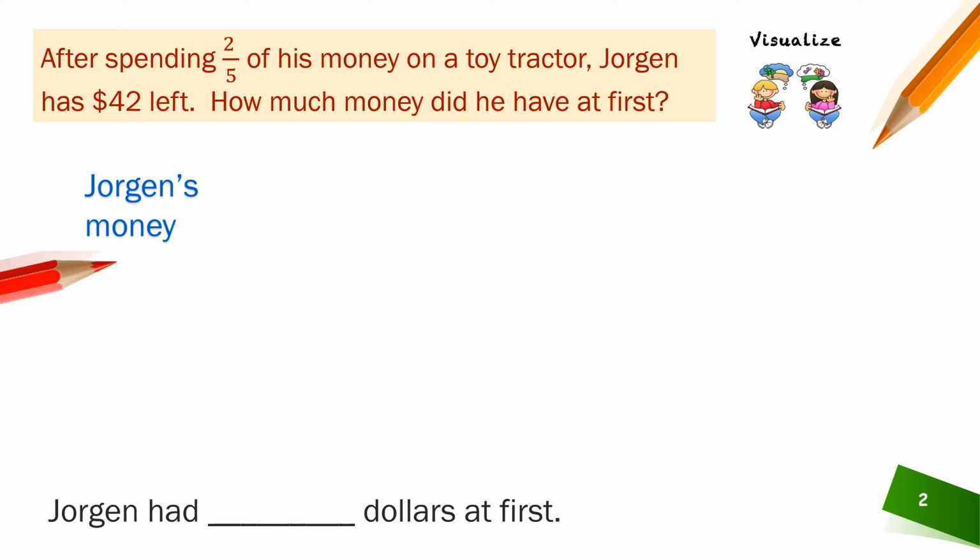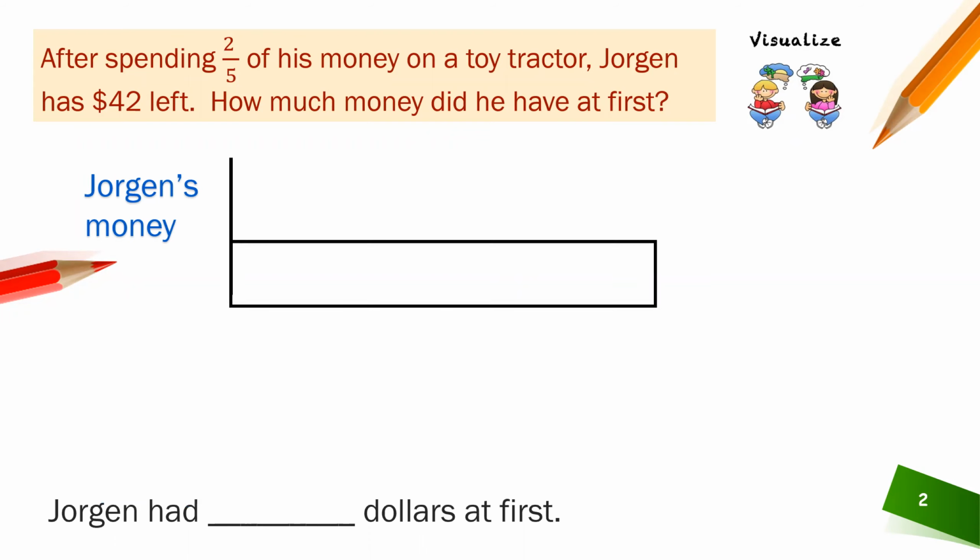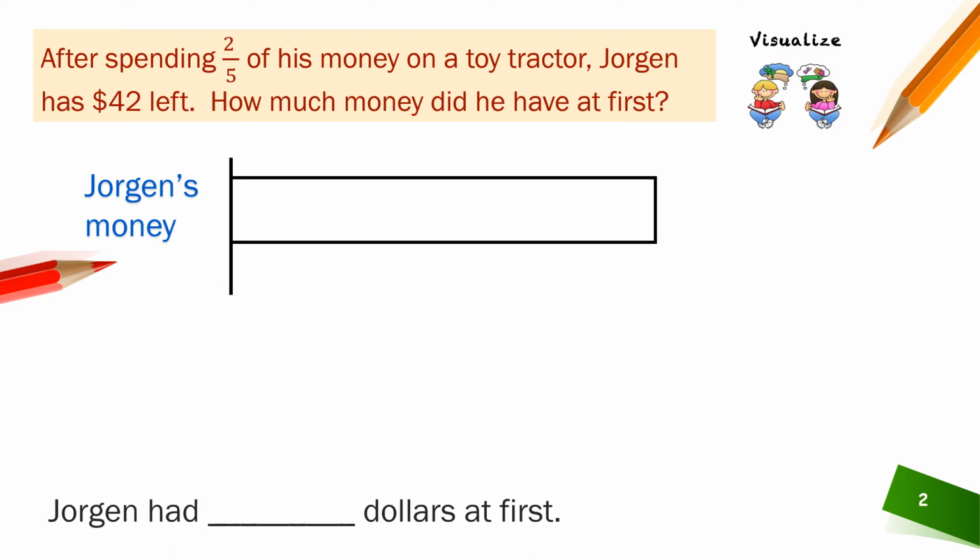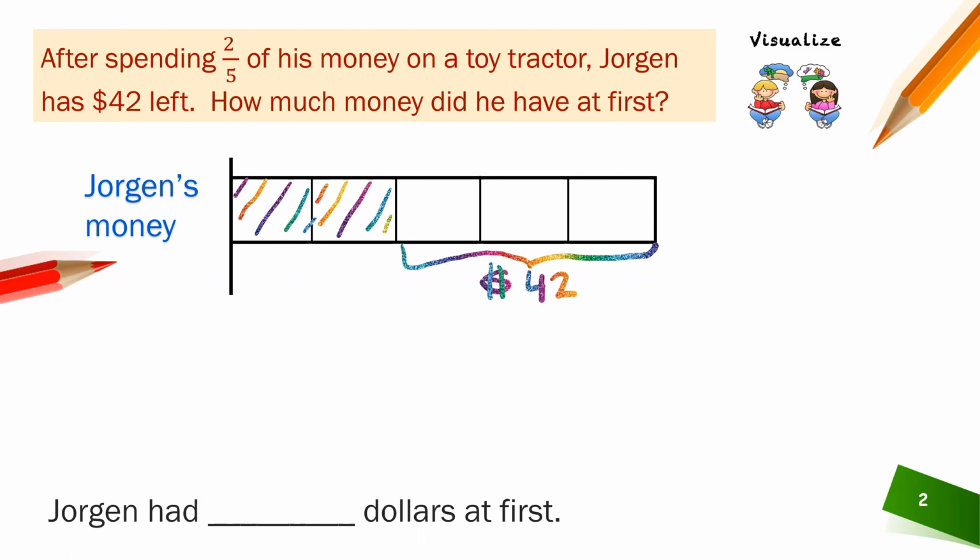Okay, so how much money does he have? We don't know. It's that much. Okay, and what did he do with his money? He's spending 2/5 of it on a toy tractor. So we're going to divide that up into 5 equal pieces. And then we mark 2 of his spending, and the rest of it is $42 that he has left. The question mark is, how big is that bar? How much money did he have at the beginning?